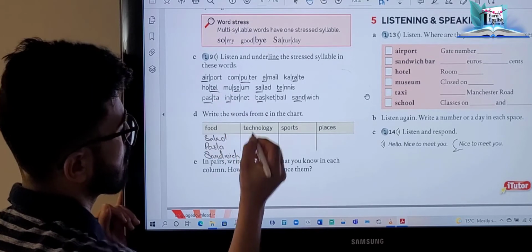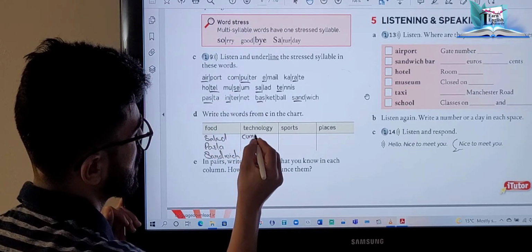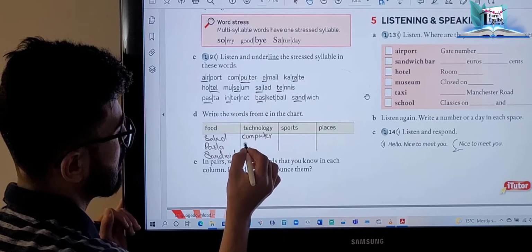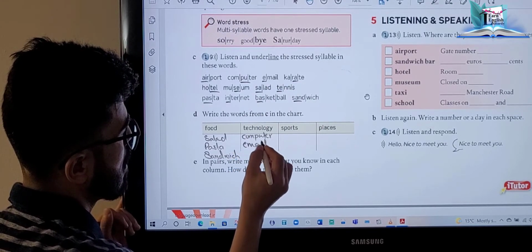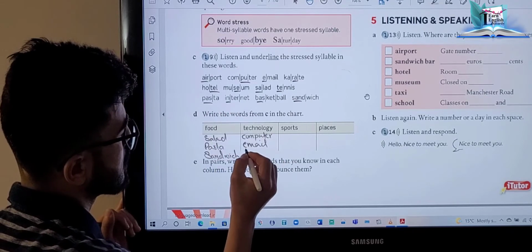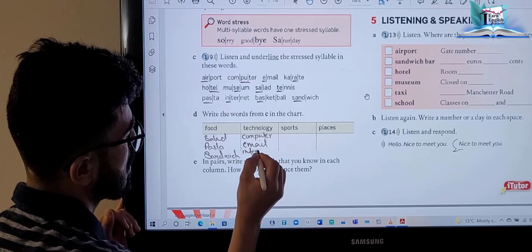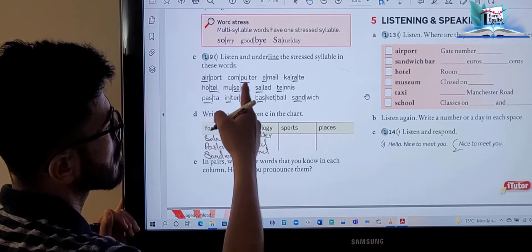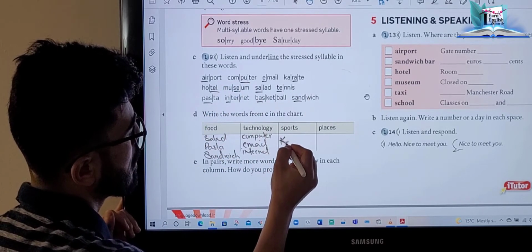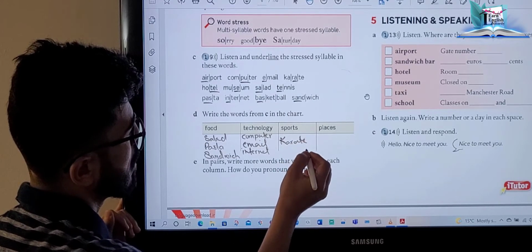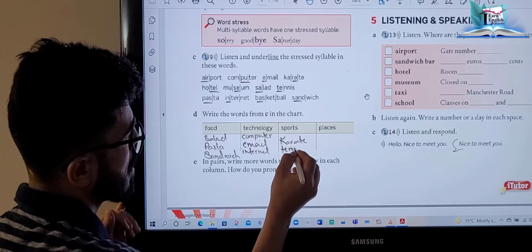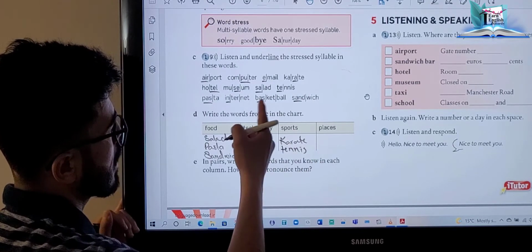Now let's come to technology. So computer is technology. Computer, email, internet, right? Okay, sports: karate, and tennis, and basketball.